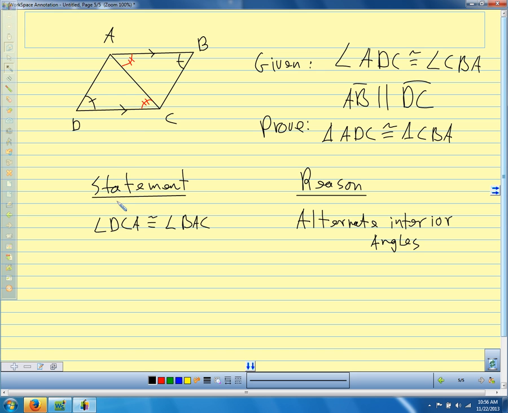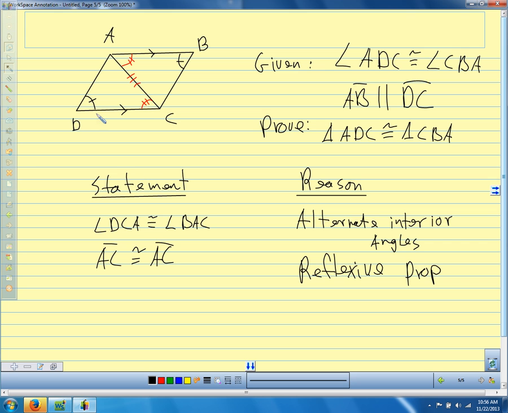AC is congruent to itself. So segment AC is congruent to segment AC. And what did we call that when we say something's congruent to itself, Matt? Reflective. No, you were right. Reflexive. People think reflective, but you're right. It sounds like reflective, but it's reflexive. So this is the reflexive property.